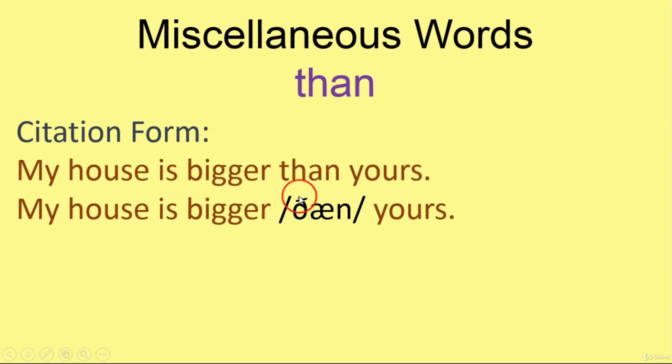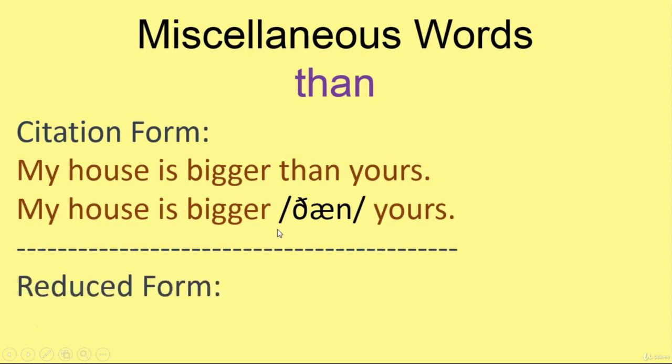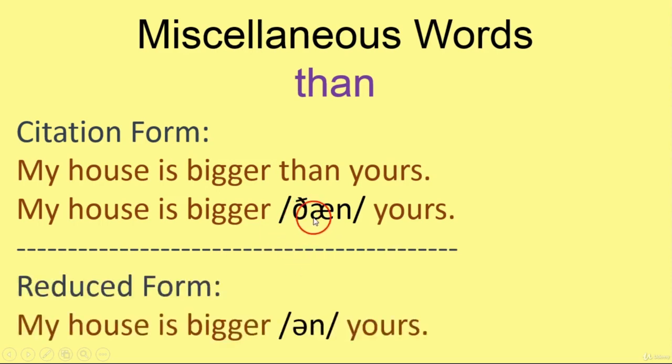Than uses this symbol for TH, which is voiced, so it sounds like th. This symbol sounds like a, and then we have the letter N, than. My house is bigger than yours. However, in reduced form, than becomes 'un. The schwa, and the letter N. 'Un. My house is bigger 'un yours.